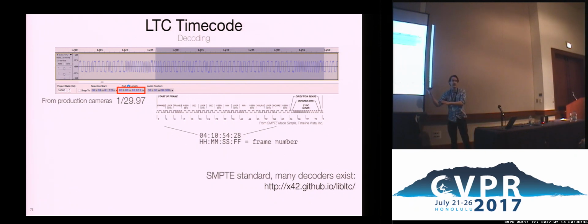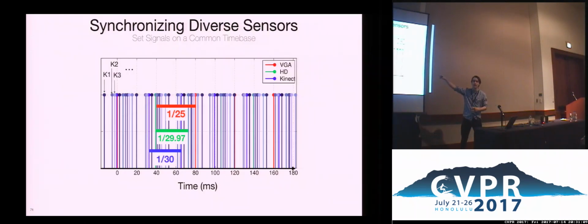And the nice thing about this is that it's quite simple to use in software because it's a standard protocol, so you just use libltc or some other library to decode. So once you have figured out the starting sample from the synchronization signal, you can just relate this to the relative time of when a particular frame is recorded and put everything on this common time base. And that's how I got this graph here.